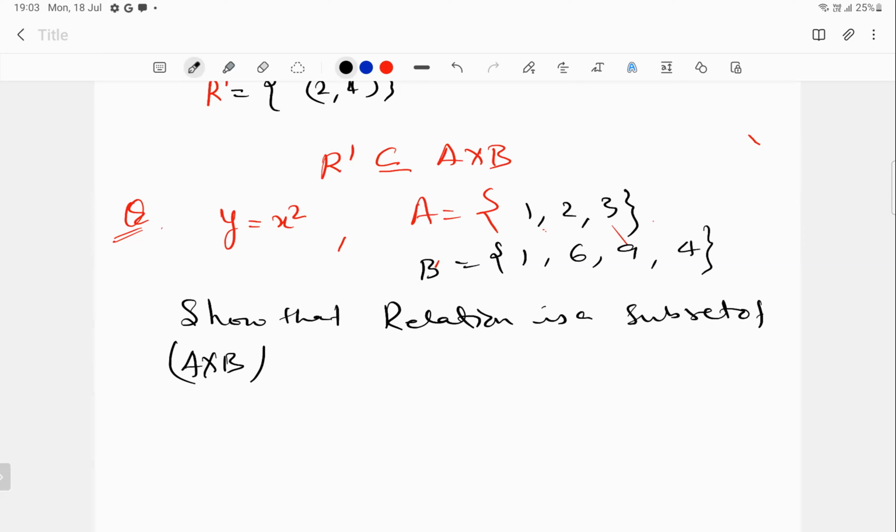Usually we write R for relation. But R is also written for real numbers, right? So that's why I'm using R dash. You can write anything and say that is the relation. You can write alpha, beta, gamma, theta, whatever you want. That is fine.